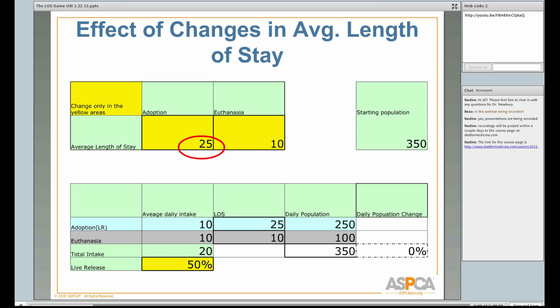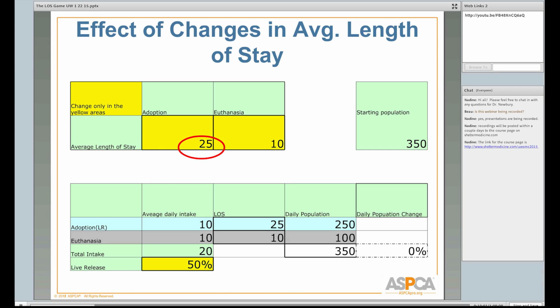Our length of stay to euthanasia is 10 days, and that's not going to change through this whole example. We start with a population of 350 animals in the shelter. And because the live release rate is 50%, we're saying the total intake per day is 20, and about 10 of those are going to go on a pathway towards euthanasia, and 10 are going towards adoption.